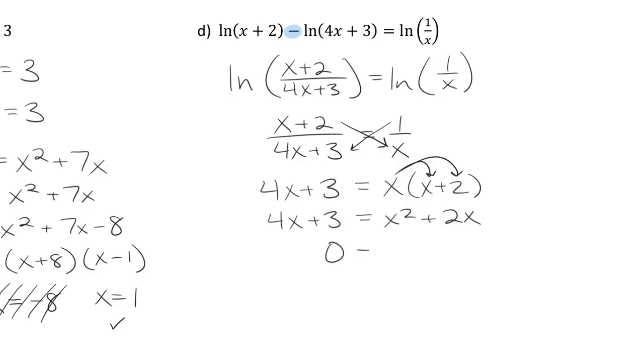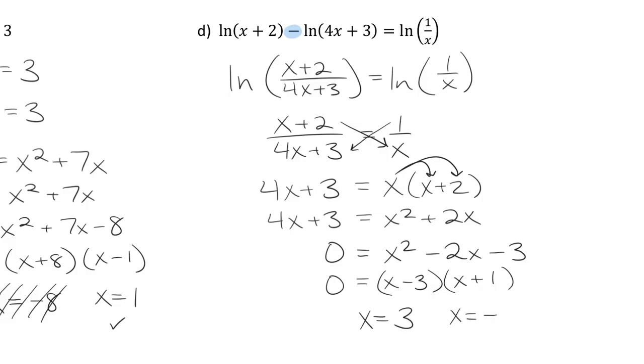This time, that means I'm going to move two pieces. If I take the 4x and I subtract it to the other side, 2x minus 4x is negative 2x. And then I'm going to move the positive 3 to the other side, so now it's negative 3. What numbers multiply to negative 3 and add to negative 2? Negative 3, positive 1. Which means that my proposed solutions are 3 and negative 1.